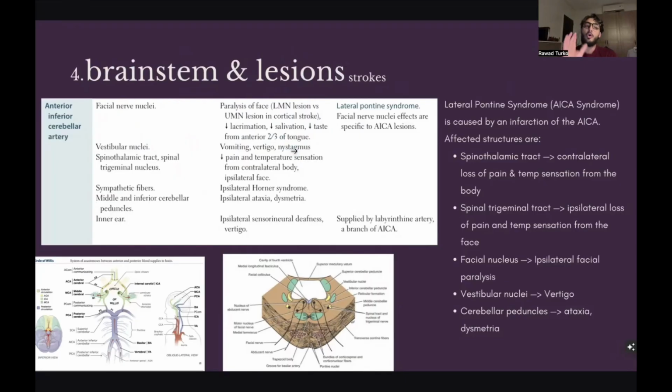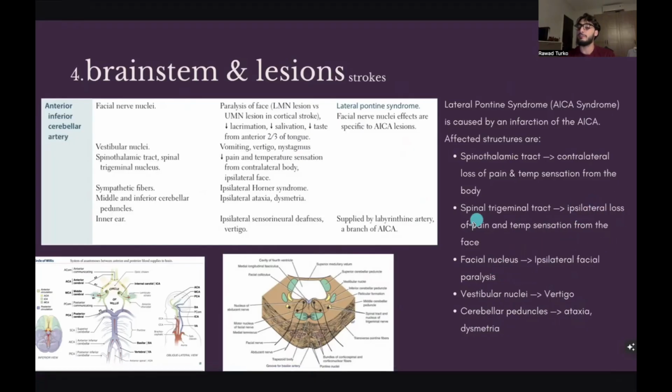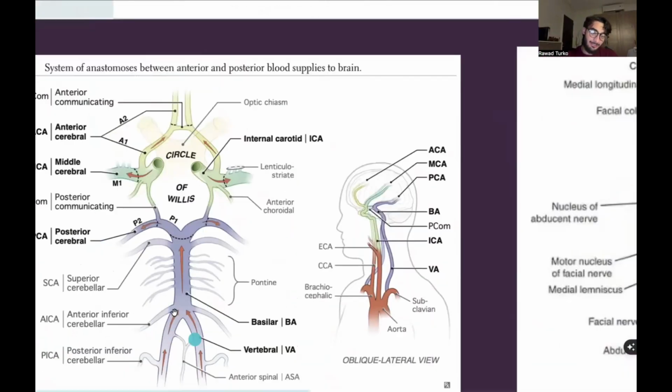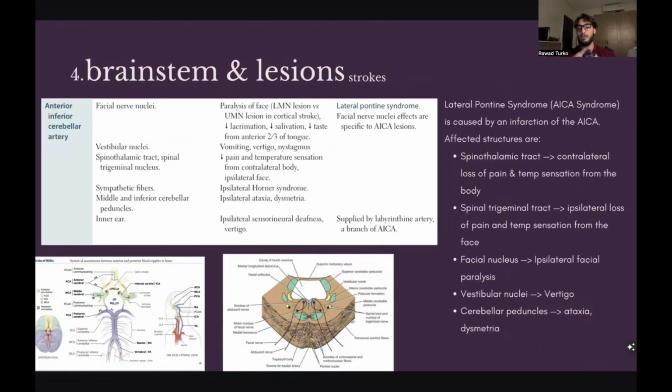Again, it's just about knowing where the nuclei are and where the nerves are exiting from. So facial nerve exiting from the lateral pons, so we know that that's going to be involved with an AICA syndrome. Okay, and what else could be involved? The cerebellar peduncles. So we have ataxia and dysmetria. You can have vertigo because of the vestibular involvement. We already talked about the facial nucleus. There's ipsilateral loss of pain and temperature sensation from the face because of involvement of the spinal trigeminal tract, and the spinothalamic tract is also affected, so loss of pain and temperature sensation from the contralateral body. Okay, again, this is AICA, so this is anterior inferior cerebellar artery. Okay, not cerebral artery, cerebellar artery.